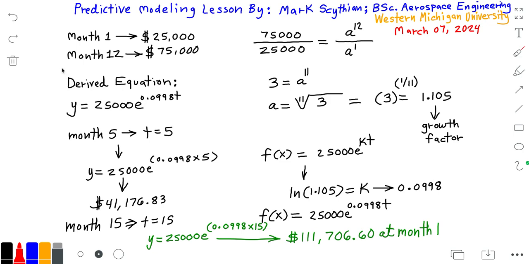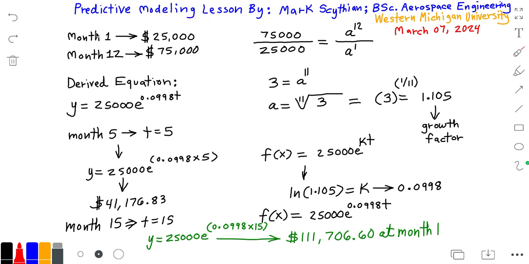So in this particular lesson, we will discuss predictive modeling within the exponential and natural log functions pertinent to calculus rates of change. So assume you have a business, and in the first month of the fiscal year, a revenue of $25,000 in the first month was accrued. And by the end of the year, in month 12, $75,000 of revenue was accrued.